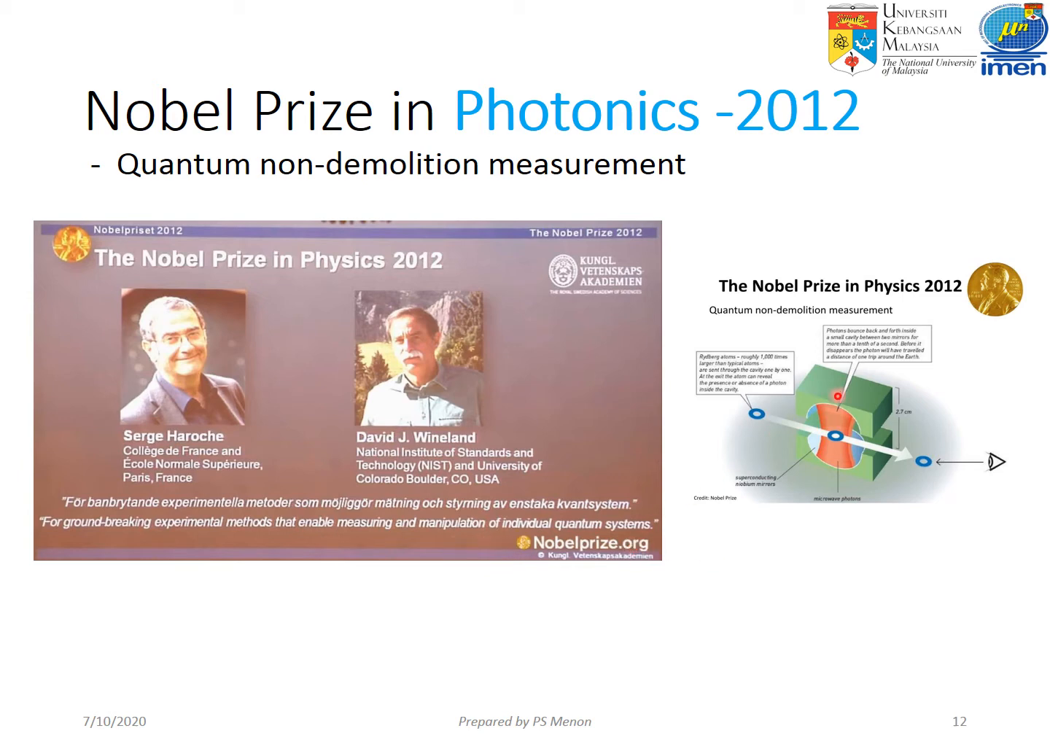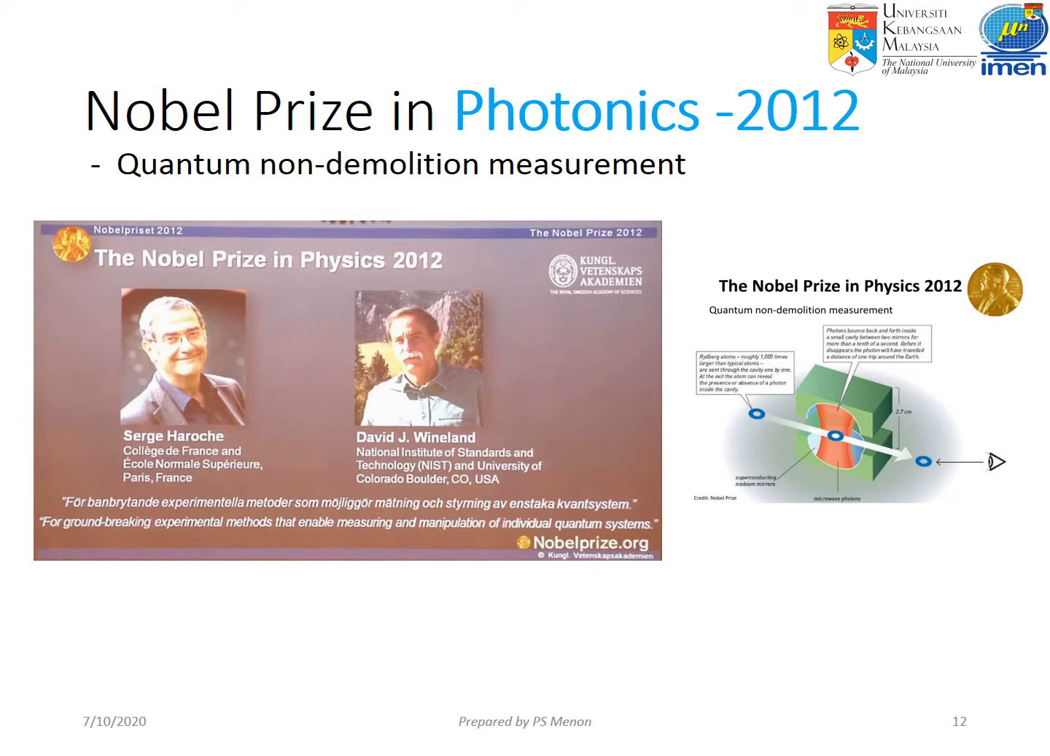You can see here, these are Rydberg atoms, which are roughly 1,000 times larger than typical atoms. They are sent through the cavity one by one. This is a cavity, it's like a hole. At the exit, the atom can reveal the presence or absence of a photon inside the cavity. Photons bounce back and forth inside a small cavity between two mirrors for more than 1/10 of a second. Before it disappears, the photon will have traveled a distance of one trip around the Earth. This is called the quantum non-demolition measurement, for which both of them received the Nobel Prize in 2012.